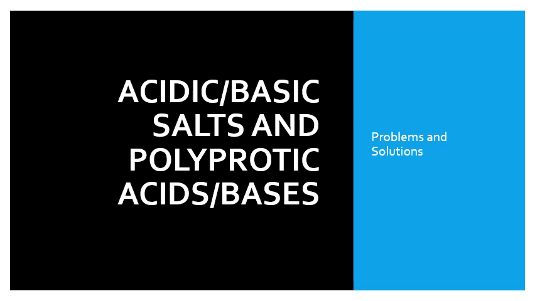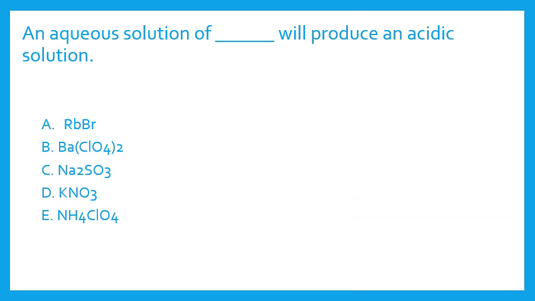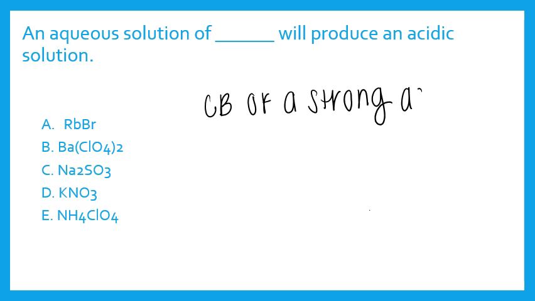Hi guys, so we're going to walk through a couple problems from acidic and basic salts. So the first of these, an aqueous solution of blank will produce an acidic solution. So what we're looking for here is our conjugate base of a strong acid. So in solution, when it combines with water, it will then form a strong acid on the product side.